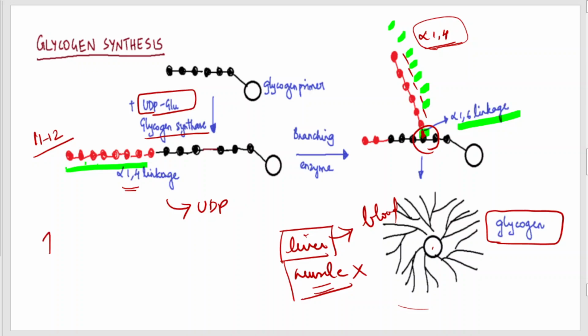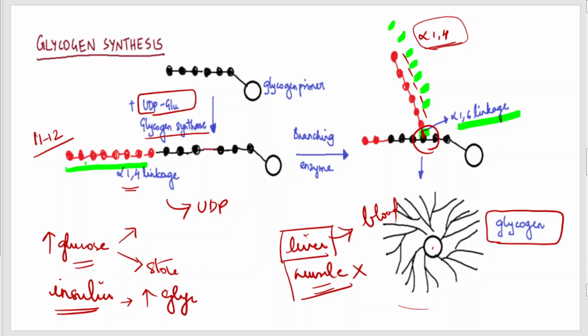Whenever you have more glucose in the circulation, you tend to utilize the glucose for energy, and the rest of the glucose you tend to store in the form of glycogen. So which hormone is necessary for this? It is insulin. Insulin stimulates glycogen synthesis, or glycogenesis.